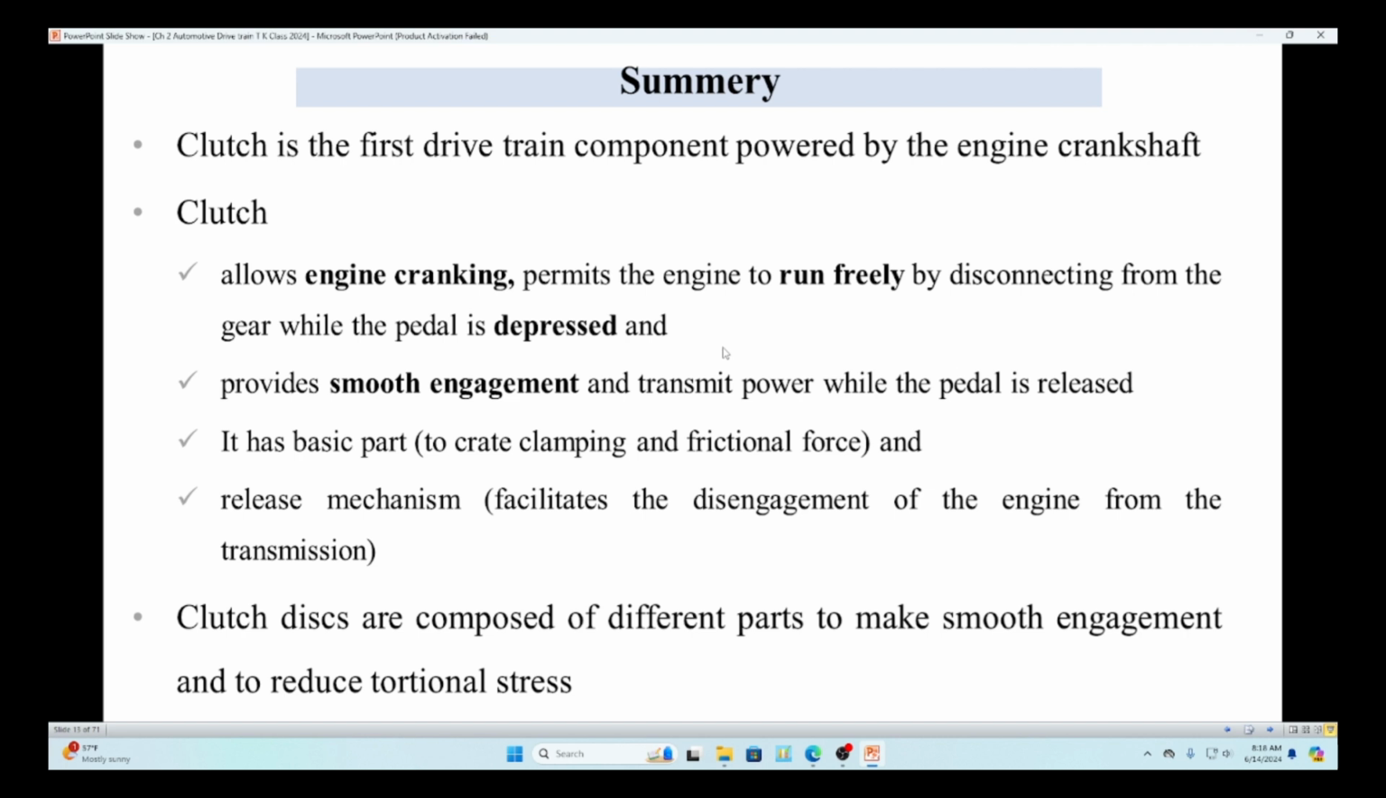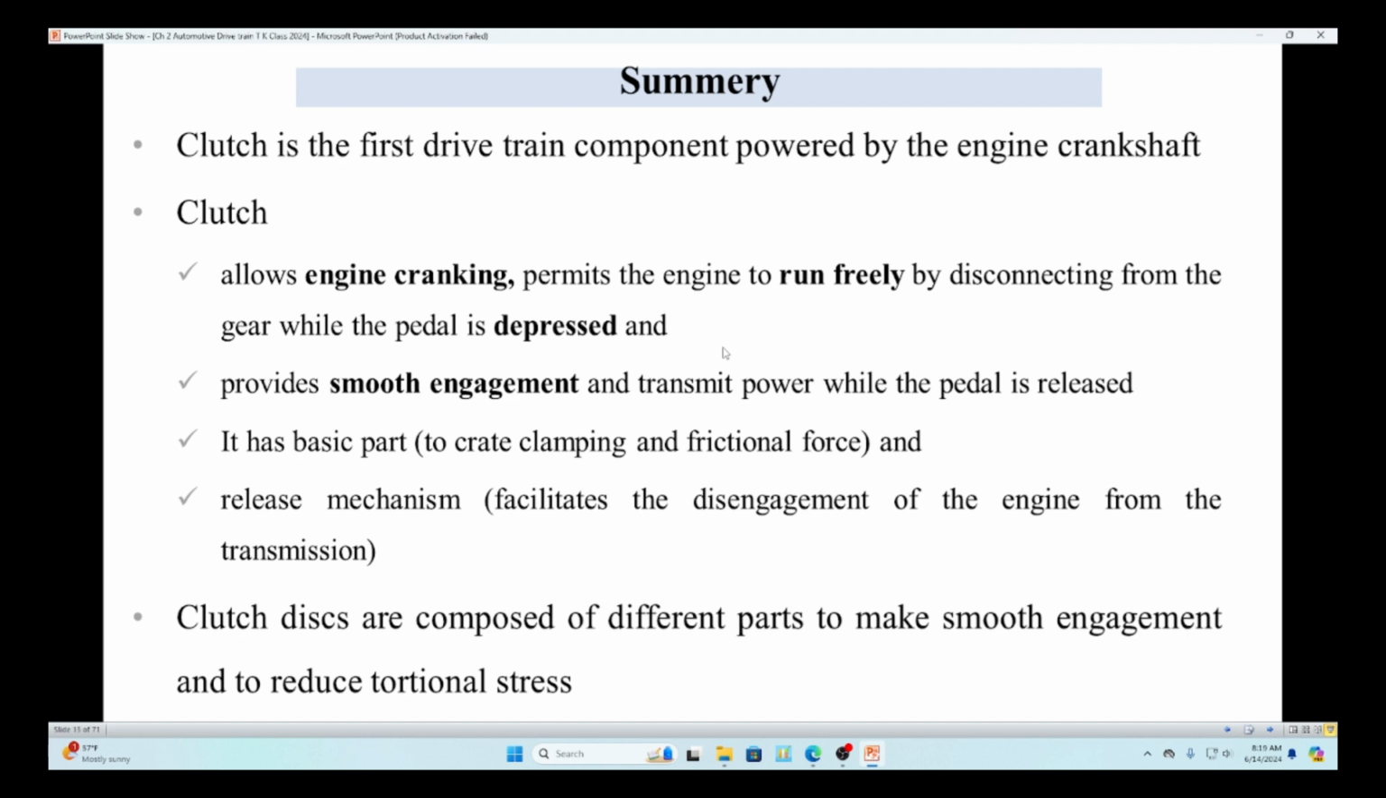Again, the clutch provides smooth engagement. That means initially when we balance the vehicle, it creates smooth engagement and transmits power when the pedal is released. And the clutch has basic parts to create clamping and frictional force. These basic parts are the flywheel, friction disc, and pressure plate assembly. It also has a release mechanism which facilitates the disengagement of the engine from the transmission, which is operated by the driver through the clutch pedal.